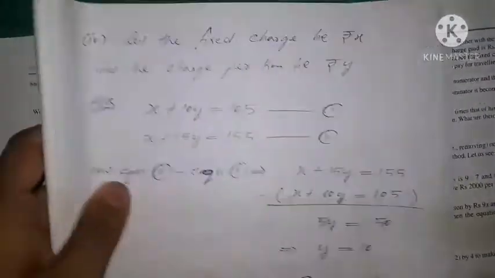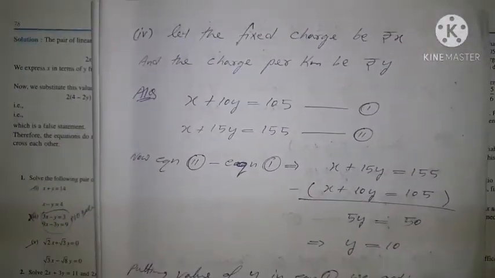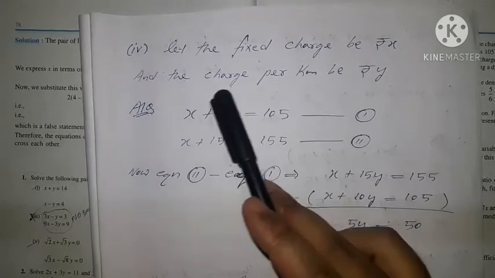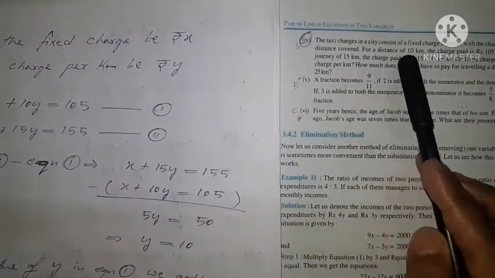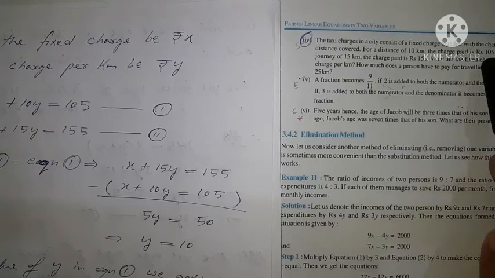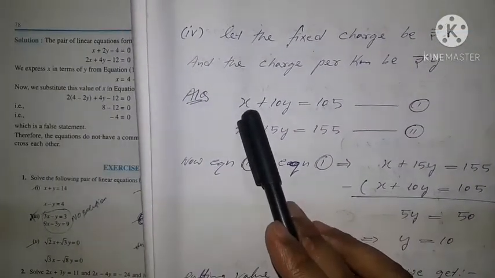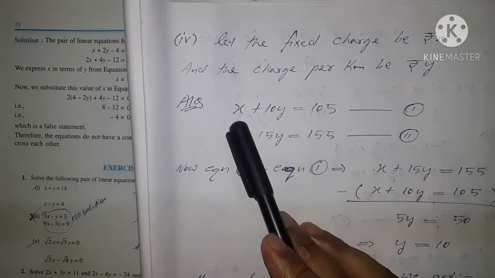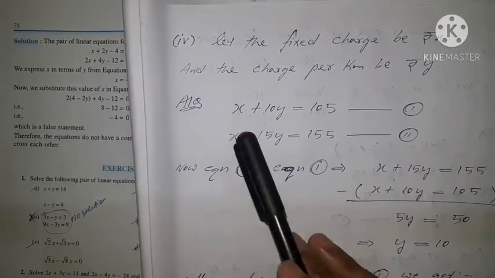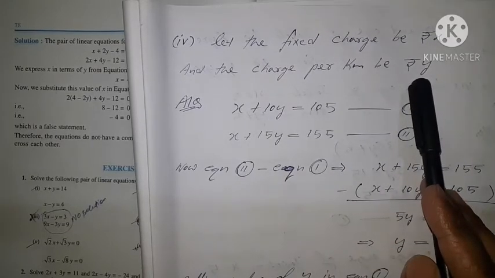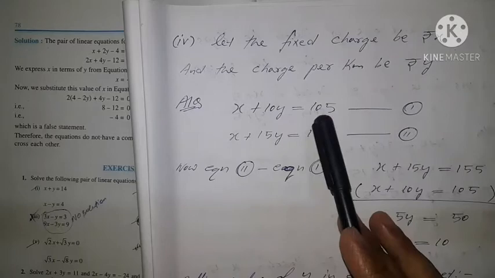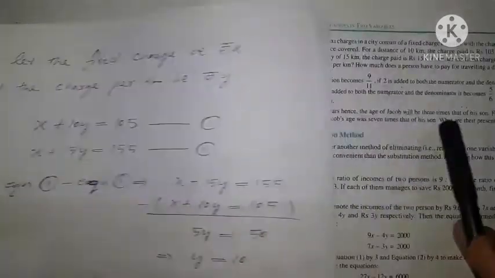So let the fixed charge be rupees X and the charge per kilometer be rupees Y. According to the question, in the first condition, for a distance of 10 km, the charge paid is rupees 105. The fixed charge remains the same, as soon as we rent the taxi we need to pay it. Therefore X plus per kilometer charge Y, for 10 km it will be 10Y, equals 105, since the total amount is rupees 105.